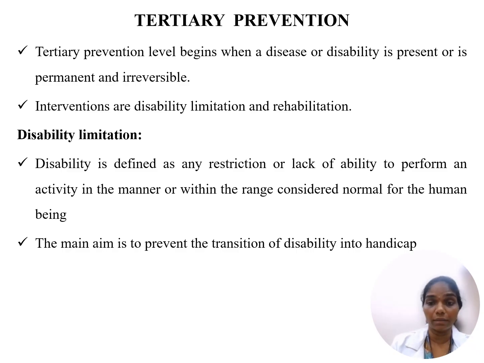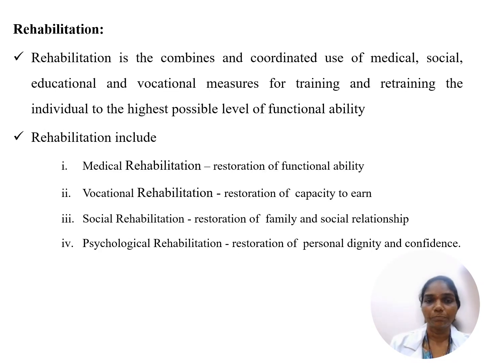The main aim is to prevent the transition of the disability into handicap. Disability is different, handicap is different. We should not make a small disability into a handicap. So next is rehabilitation. Rehabilitation combines the coordinated use of medical, social, educational, and vocational measures for training and retraining the individual to the highest possible level of functional ability.